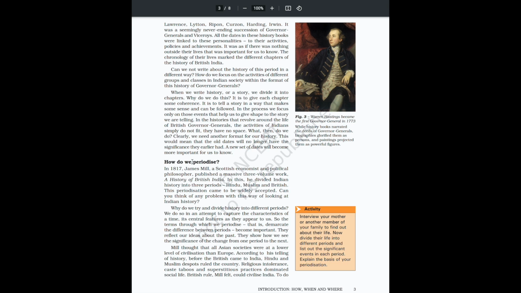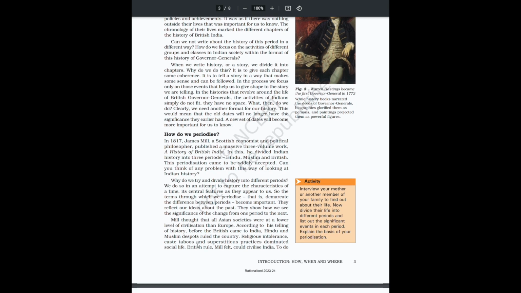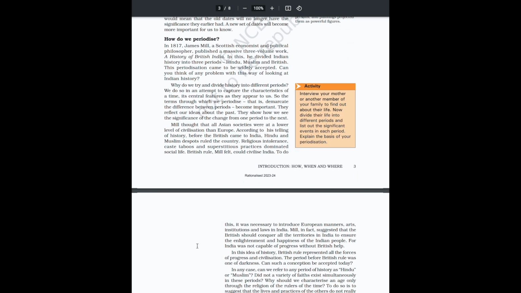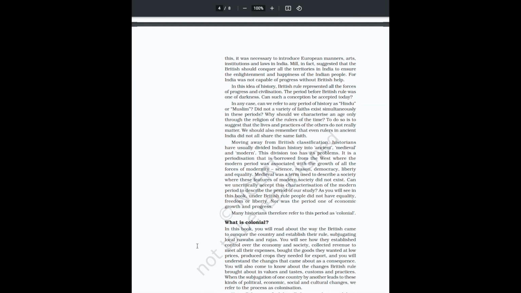Mill thought that Asian societies were at a lower level of civilization than Europe. According to his telling of history, before the British came to India, Hindu and Muslim despots ruled the country. Religious intolerance, caste taboos, and superstitious practices dominated social life. British rule, Mill felt, could civilize India. To do this, it was necessary to introduce European manners, arts, institutions, and laws in India.